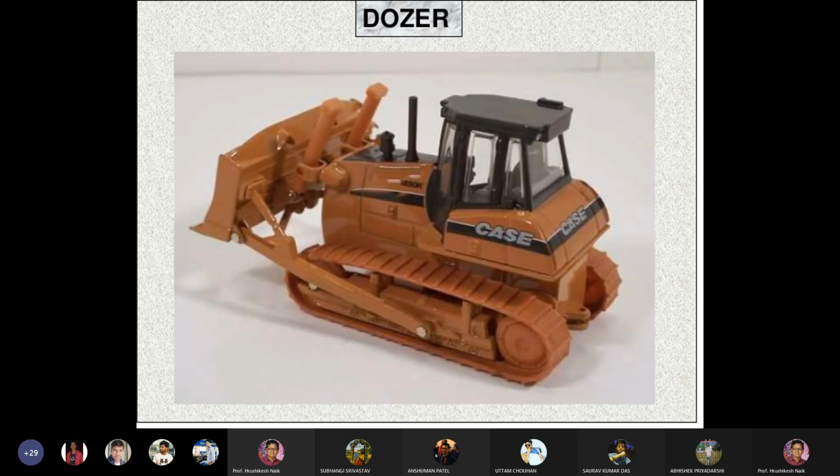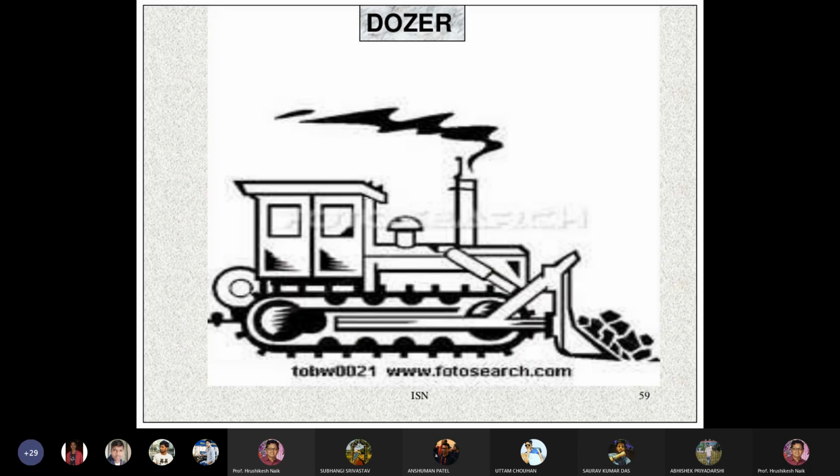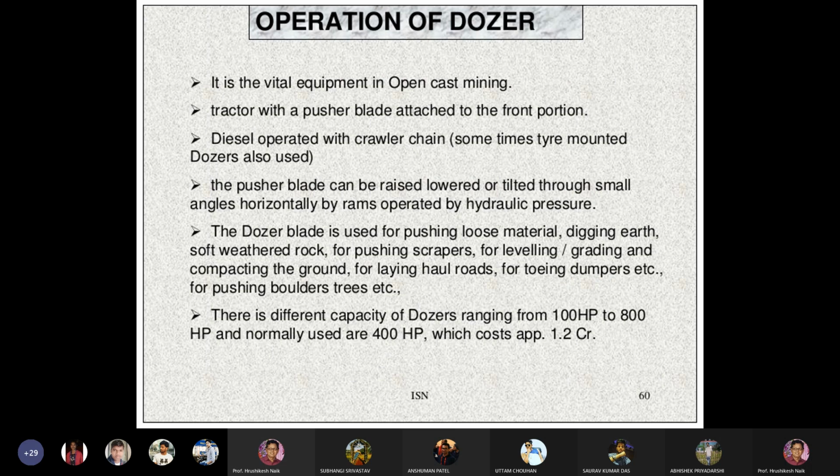So this is a dozer. This is a dozing machine. This is the dozer blade, dozing machine. So how is the operation carried out with the help of a dozer? It is a vital equipment in open cast mining.